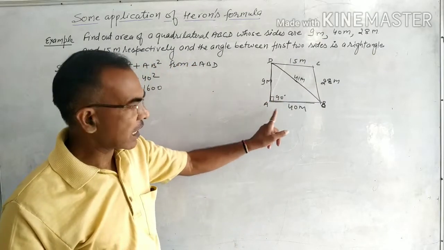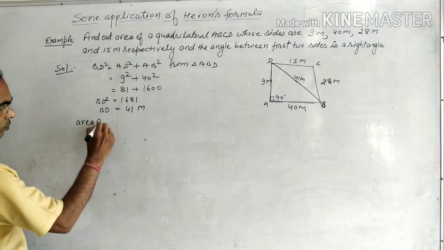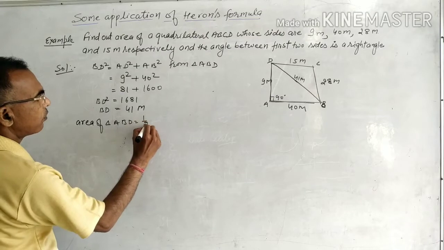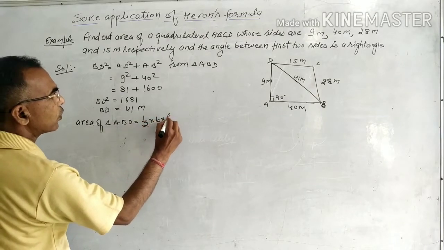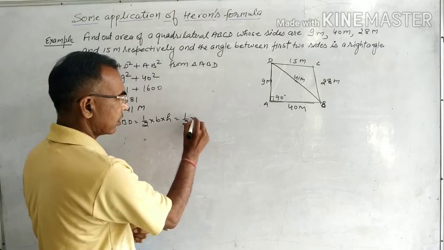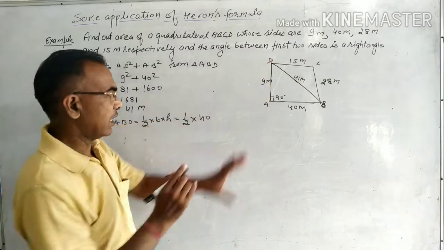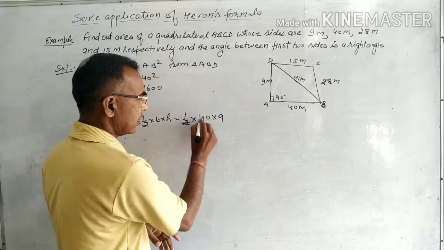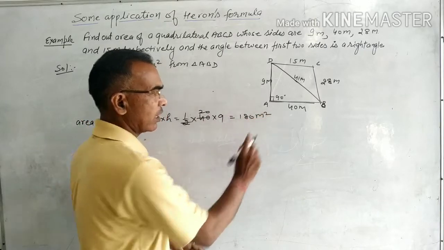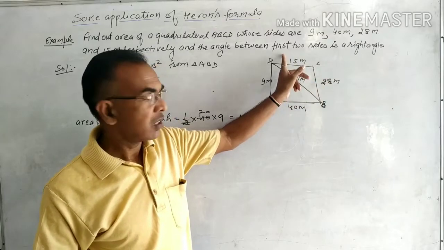Now it is a right angle triangle. So area of triangle ABD equals half into base into height. Base 40, and height 9. Simplify: 180 meter square.